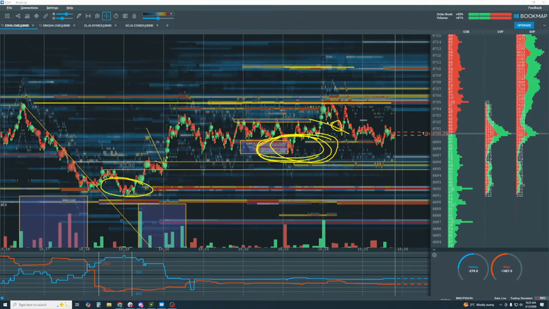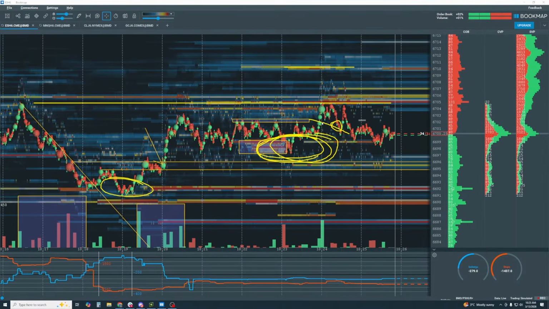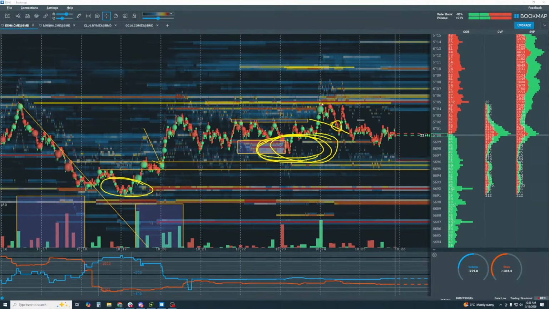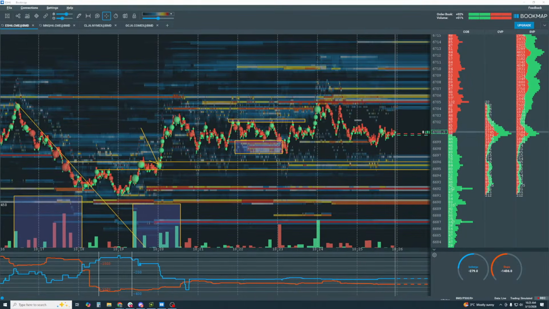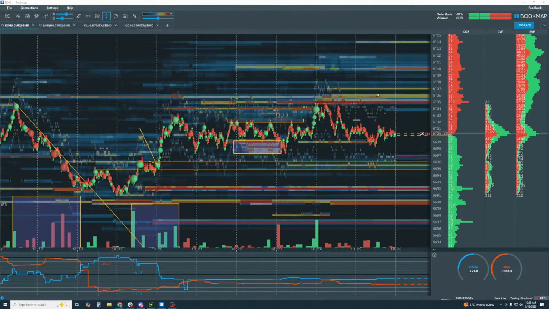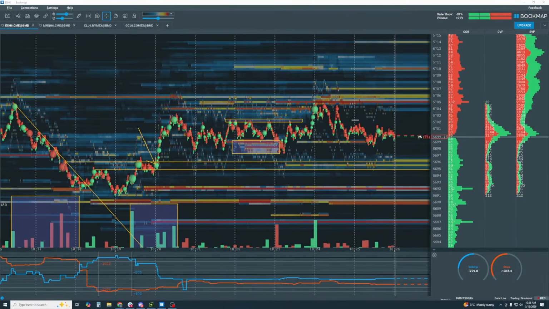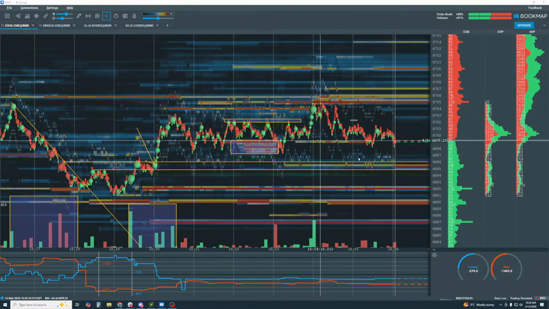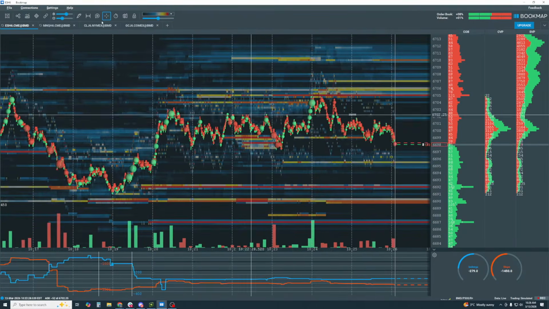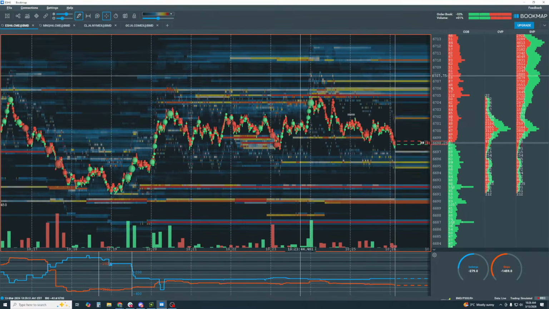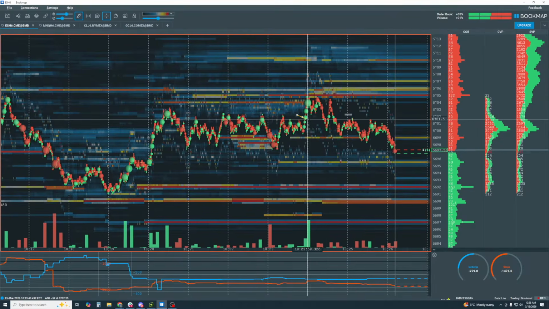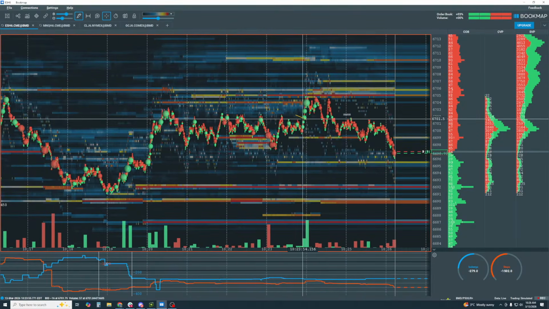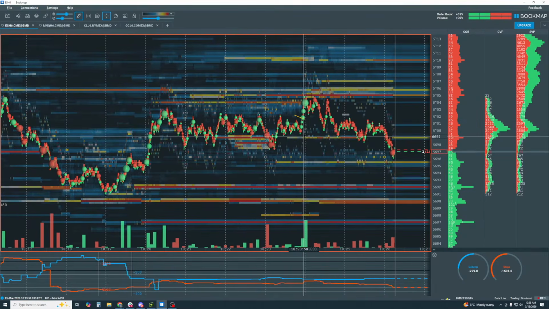One is to hit the single and get out. Another way here is to suppose you got in here, right, at this area here. Okay, stop would be down here.